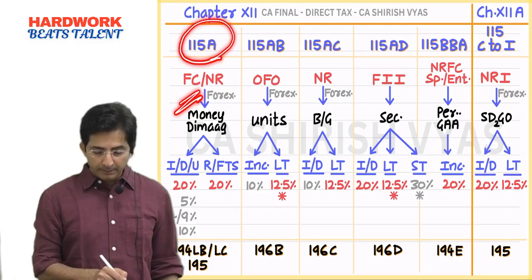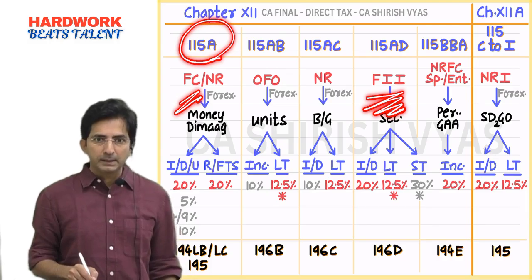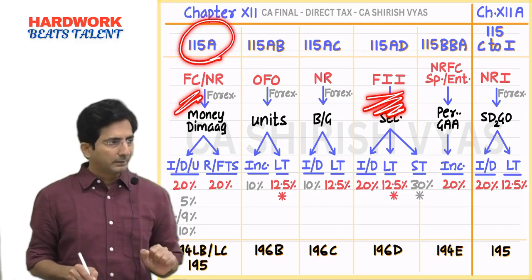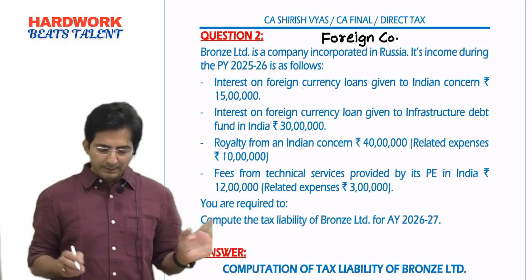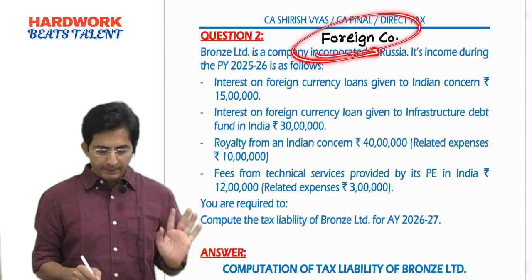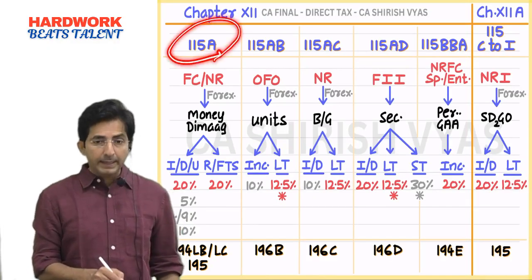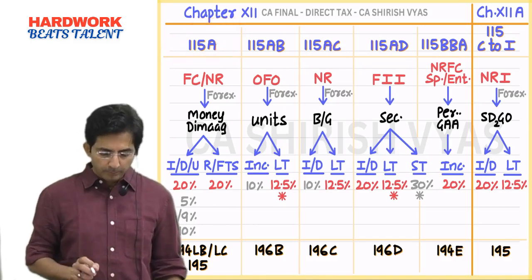Actually, foreign companies can be FII also. FIIs are generally big foreign companies. But for FII, they will mention FII in the sum. In our question, they have not mentioned FII. It's just a plain foreign company, and a plain foreign company is a hint that 115A knowledge will be useful. So this way you get the clue.